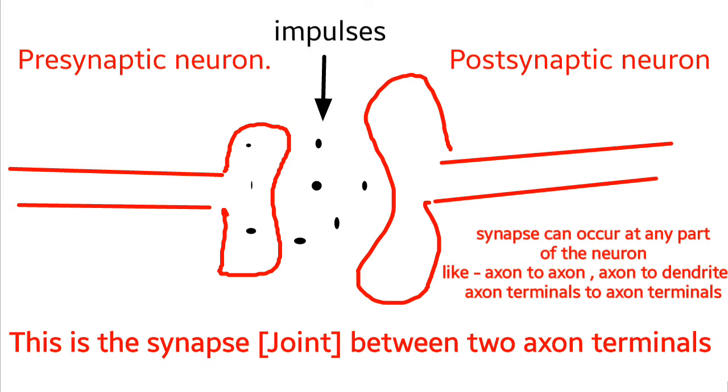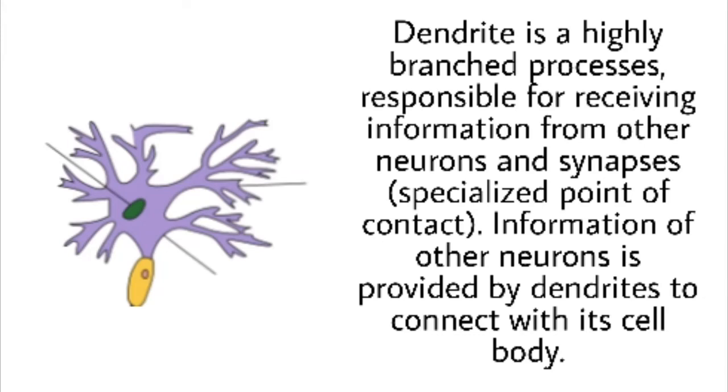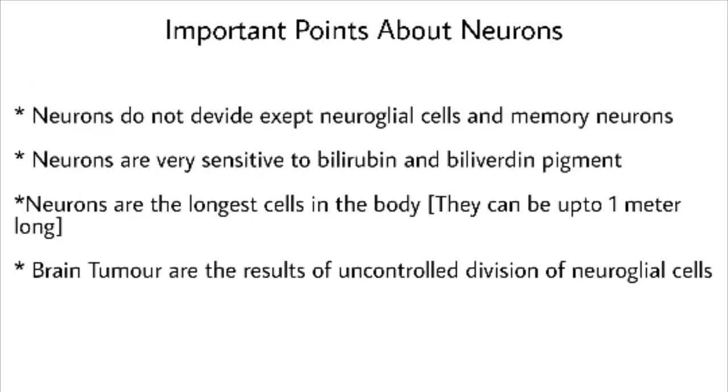Information from other neurons is provided by dendrites which connect to the cell body. We can clearly see this on this structure here. All these processes are attached to the cell body. Now, a few important points about neurons. एक चीज़ आपने ध्यान रखनी है कि न्यूरॉन्स कभी डिवाइड नहीं करते, except two types of cells. These are neuroglial cells and memory neurons.